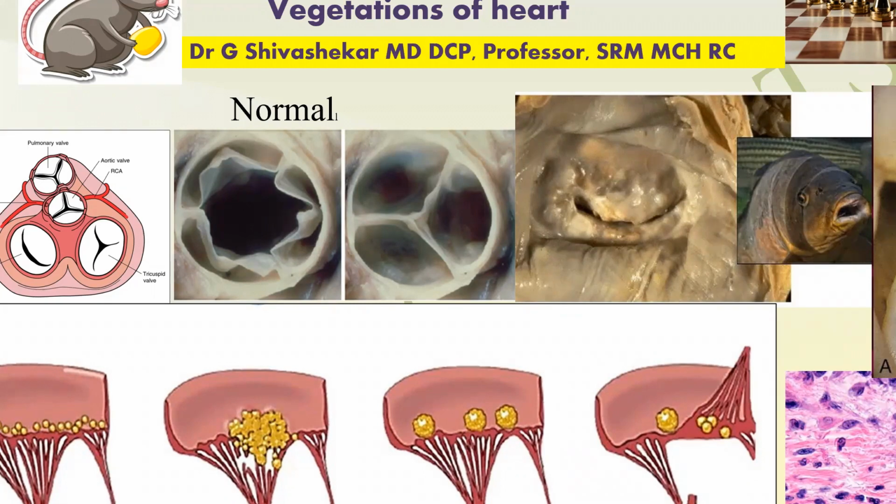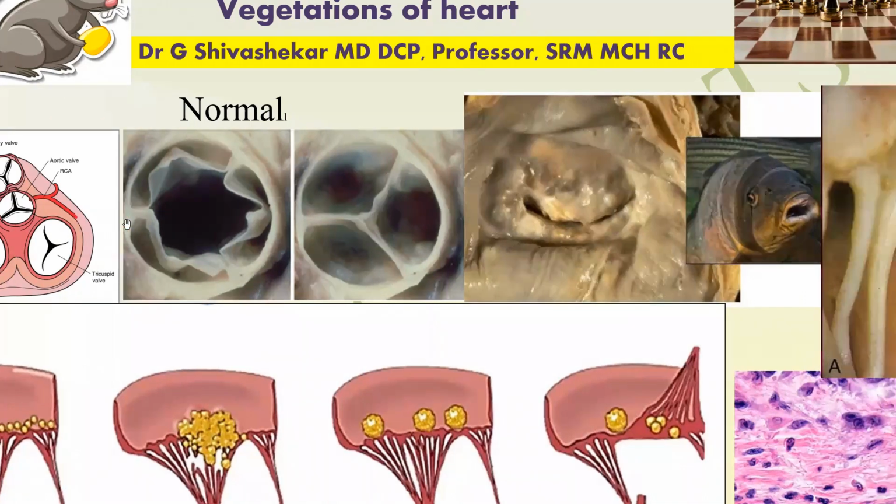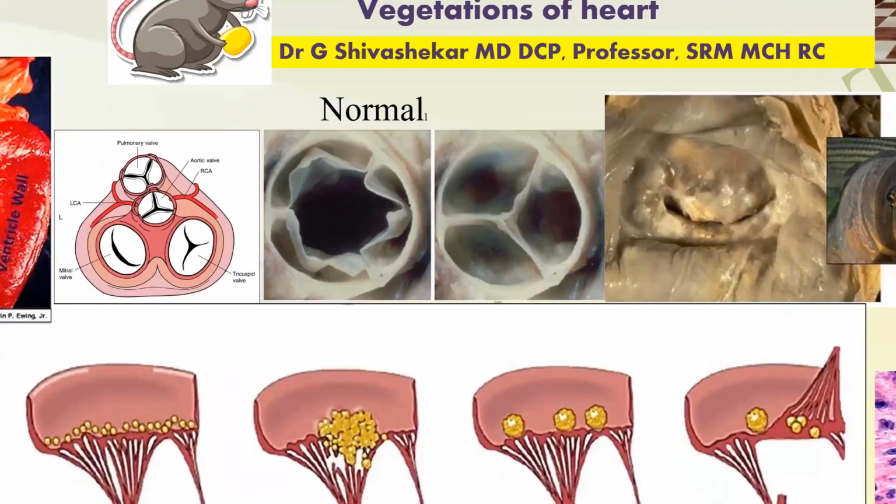At the same time, when they close, the leaflets oppose each other so that there is not even an iota of space in between. That means they are totally competent. So this is important. The same thing is shown over here. So it is the pulmonary valve, then the aortic valve, the tricuspid valve, and the mitral valve. This is a schematic picture which you people can appreciate and draw.